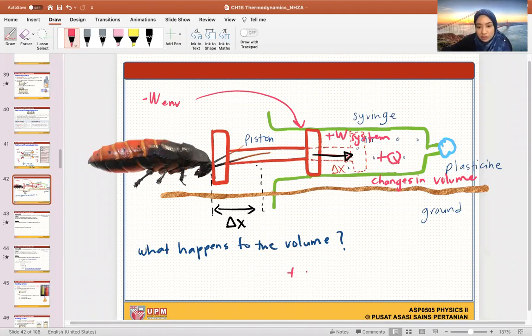So let me write that down. Positive work means gas is compressed. As we have seen, Abu pushed this, which means that he compressed the gas inside the syringe. So positive work is done on the gas system when the gas is compressed, and negative work in the opposite case, when the gas expands. So positive, compressed; negative, gas expands.